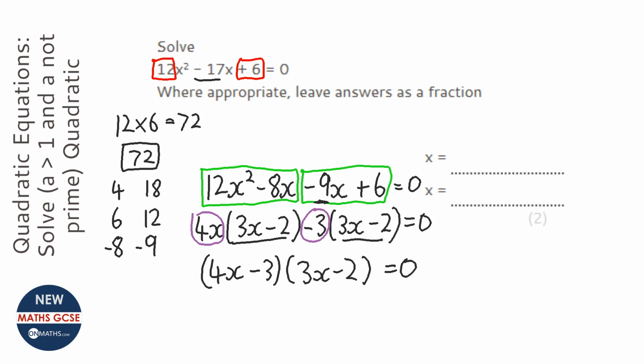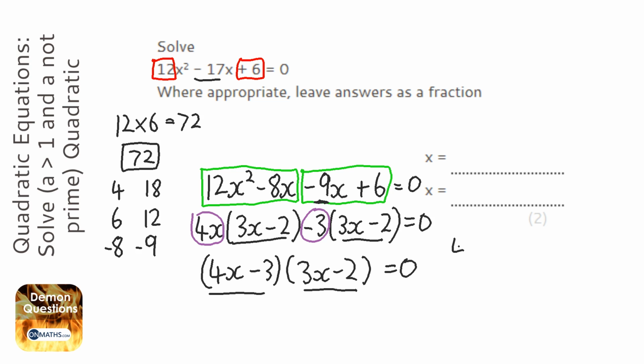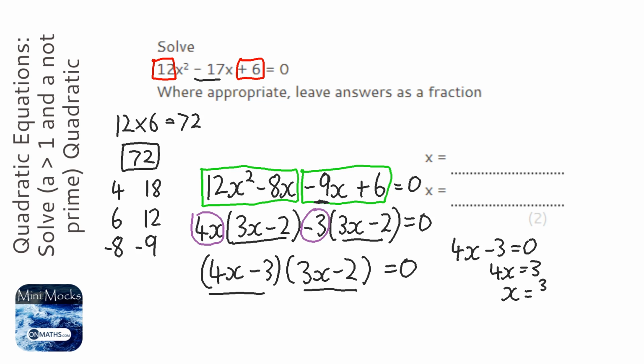Okay, in order for these two brackets to equal 0, one of them's got to be 0. So if we go through each one, I'm going to start off with 4x minus 3 equals 0. I'm going to add 3 to both sides. Then I'm going to divide by 4. So it's 3/4. So our first answer is 3/4.